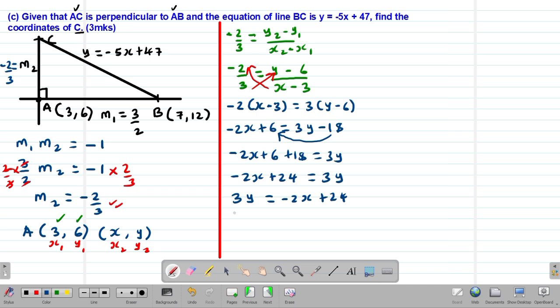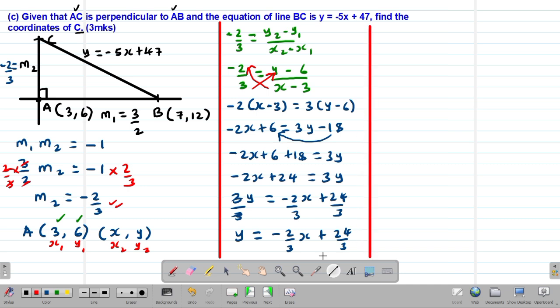If I express it in the general form, I'll divide through by 3, so that y will be equal to -2/3x, then of course plus 24/3, I'll get 8. I can still leave it as 24/3, or I can write 8. So I have the equation for the line AC, but the question wanted me to find the coordinates of point C.